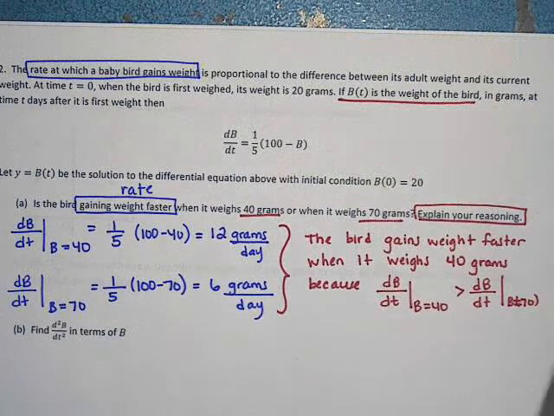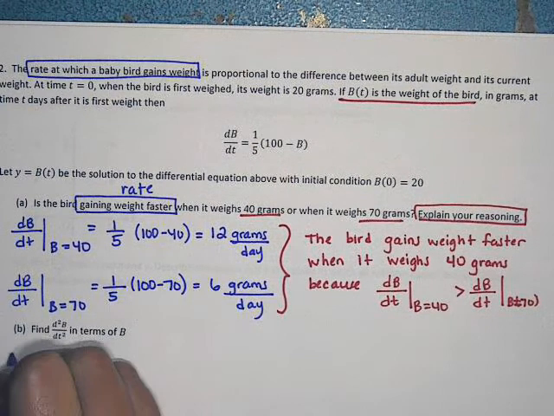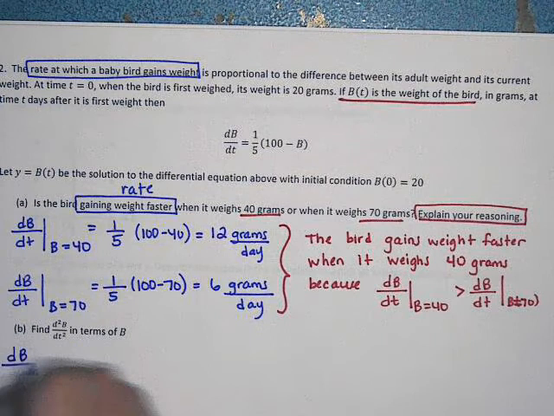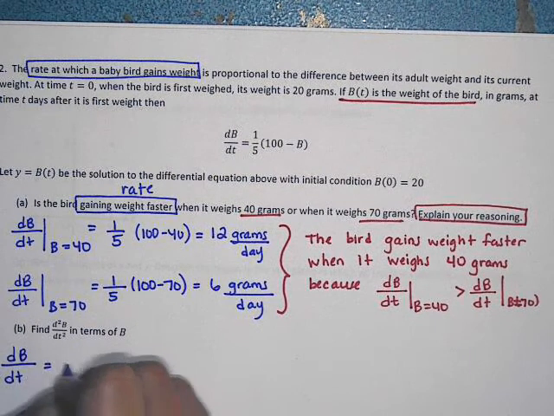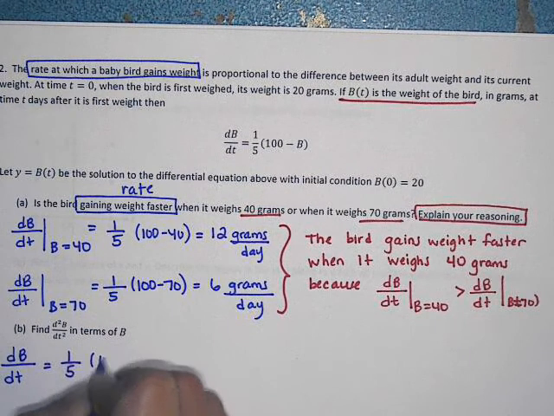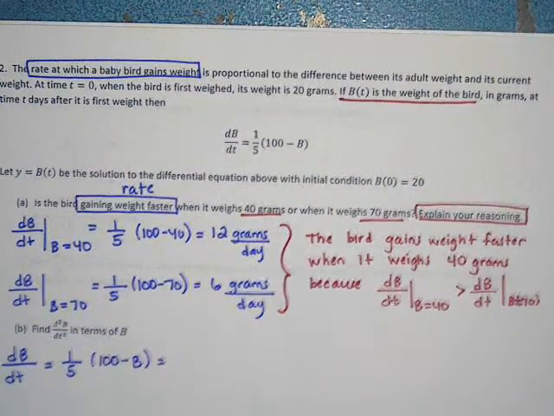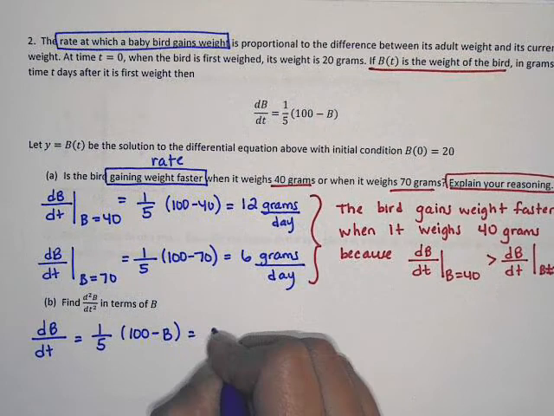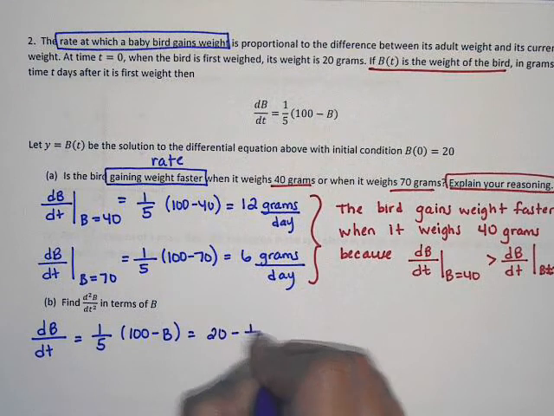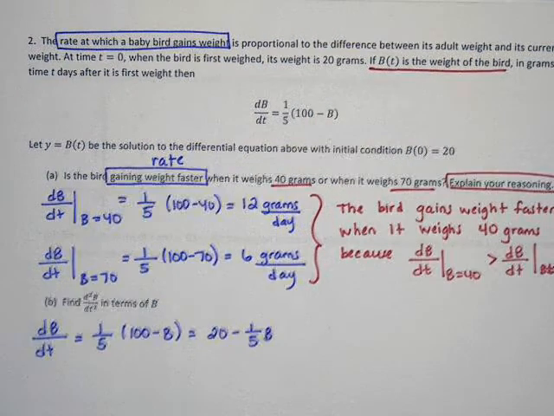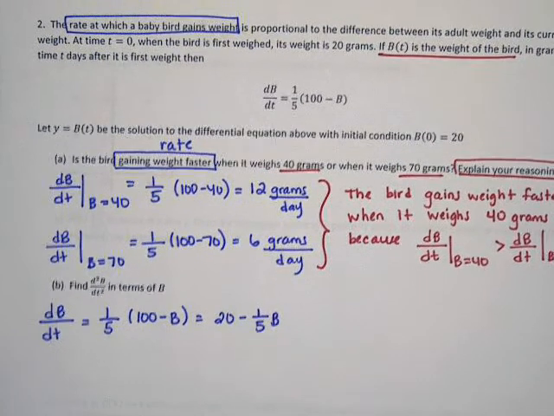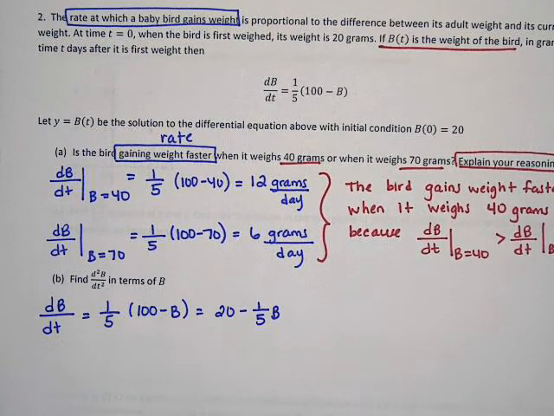So to find the second derivative, I usually start by copying down the first derivative. And then I also know this is going to be easier to take the derivative of if I distribute that 1/5 and I get 20 minus 1/5 b. Now here's the tricky part. In this problem, b is like a y.